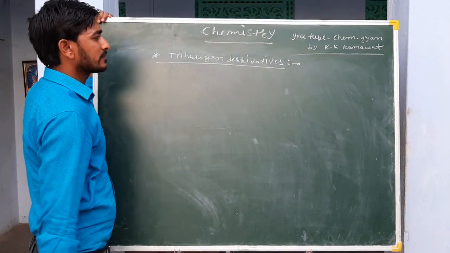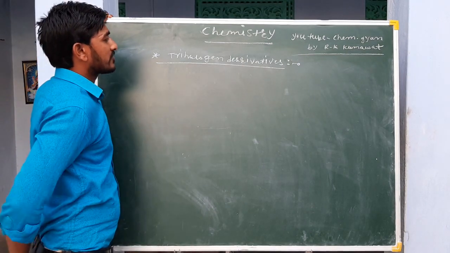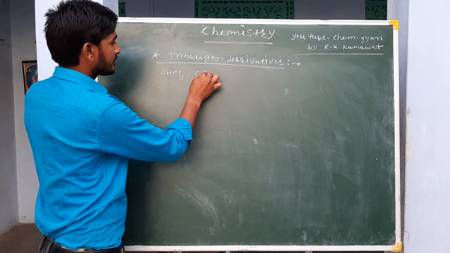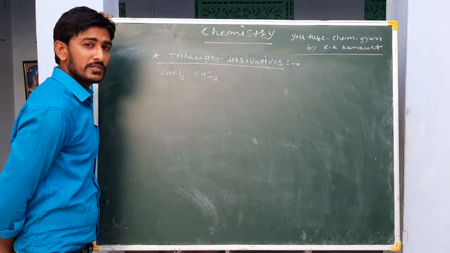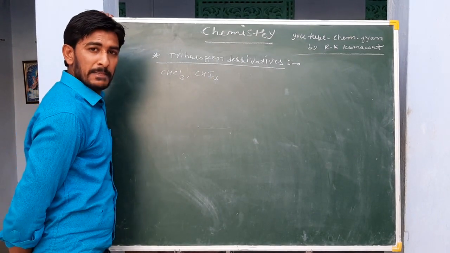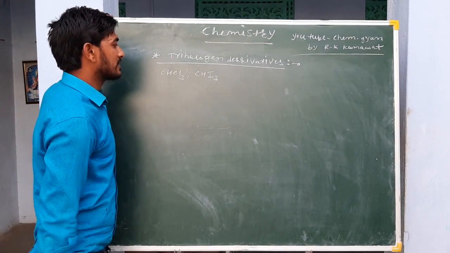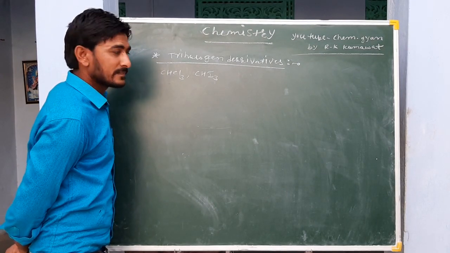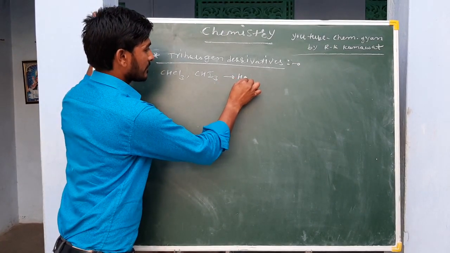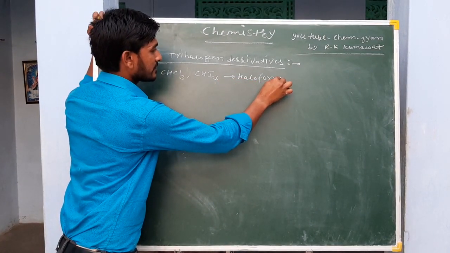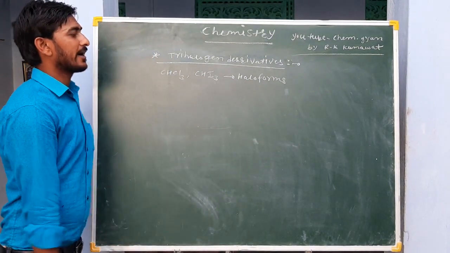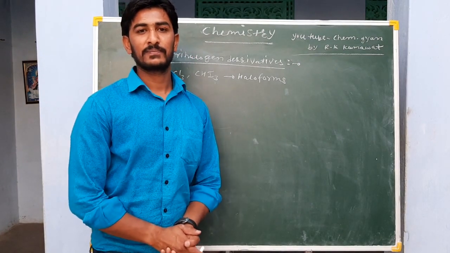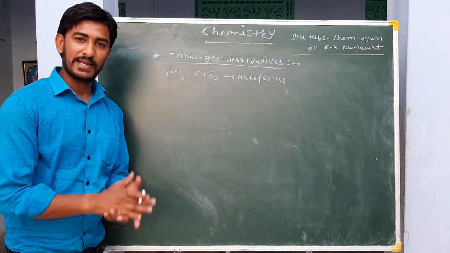Two compounds are used as trihalogen derivatives: chloroform and iodoform. Chloroform and iodoform are used as trihalogen derivatives. It is also called haloforms, and it is prepared by the haloform reaction. In this reaction, there are the following steps.